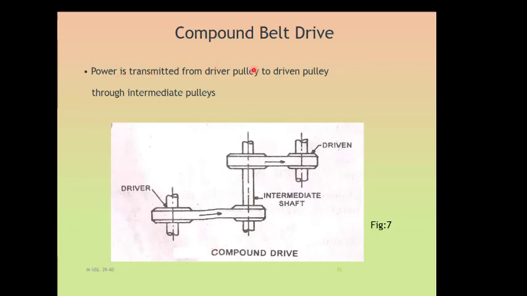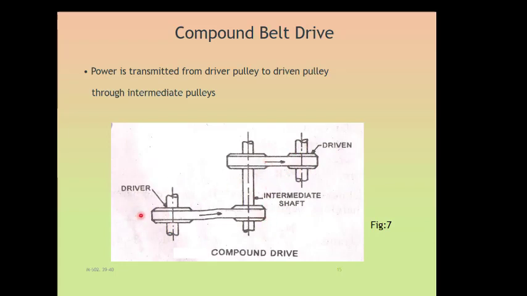See, this is the example of compound belt drives. The power is transmitted from the driver pulley to the driven pulley through the intermediate pulleys. That means when the transmission of power has to take place over a long distance, there is another drive called the compound drive, which is helpful to maintain constant speed over longer distances. The driver is in one place and the driven is in another place. So these intermediate shafts will help.